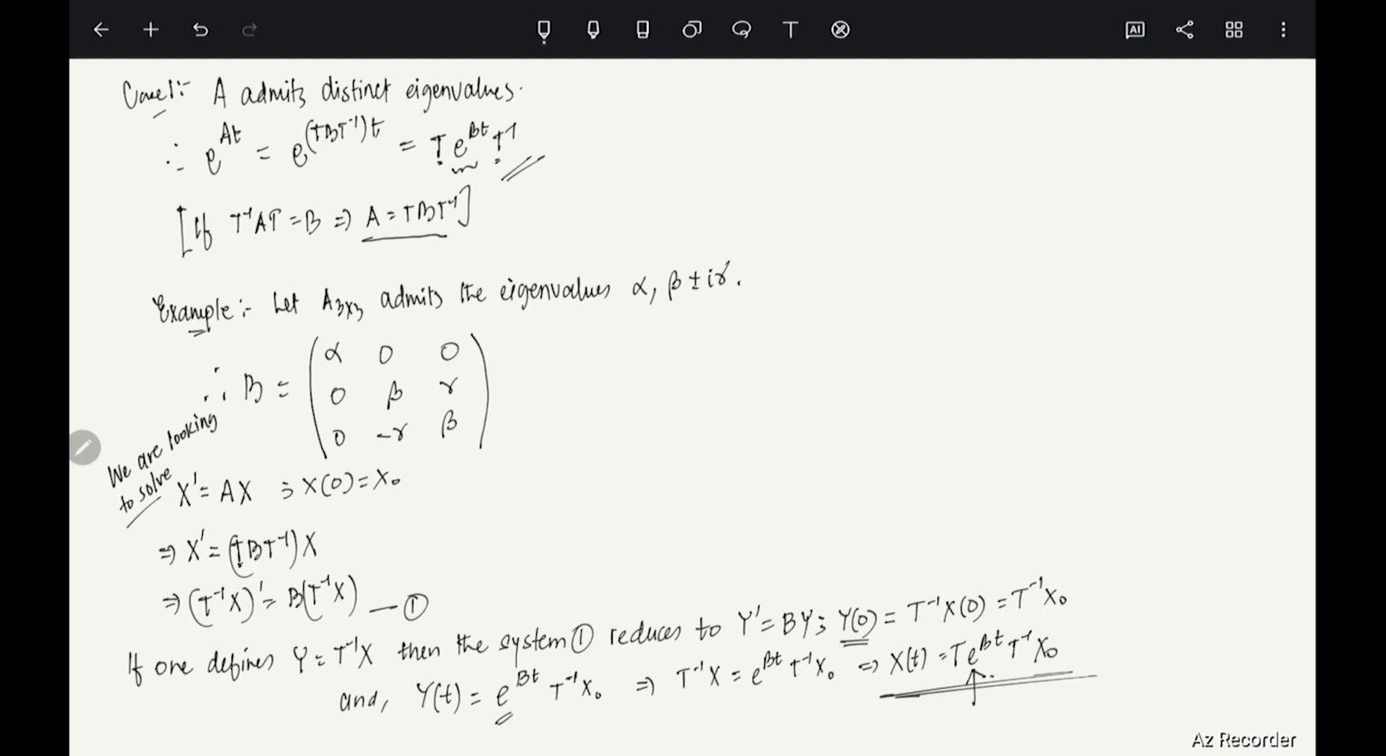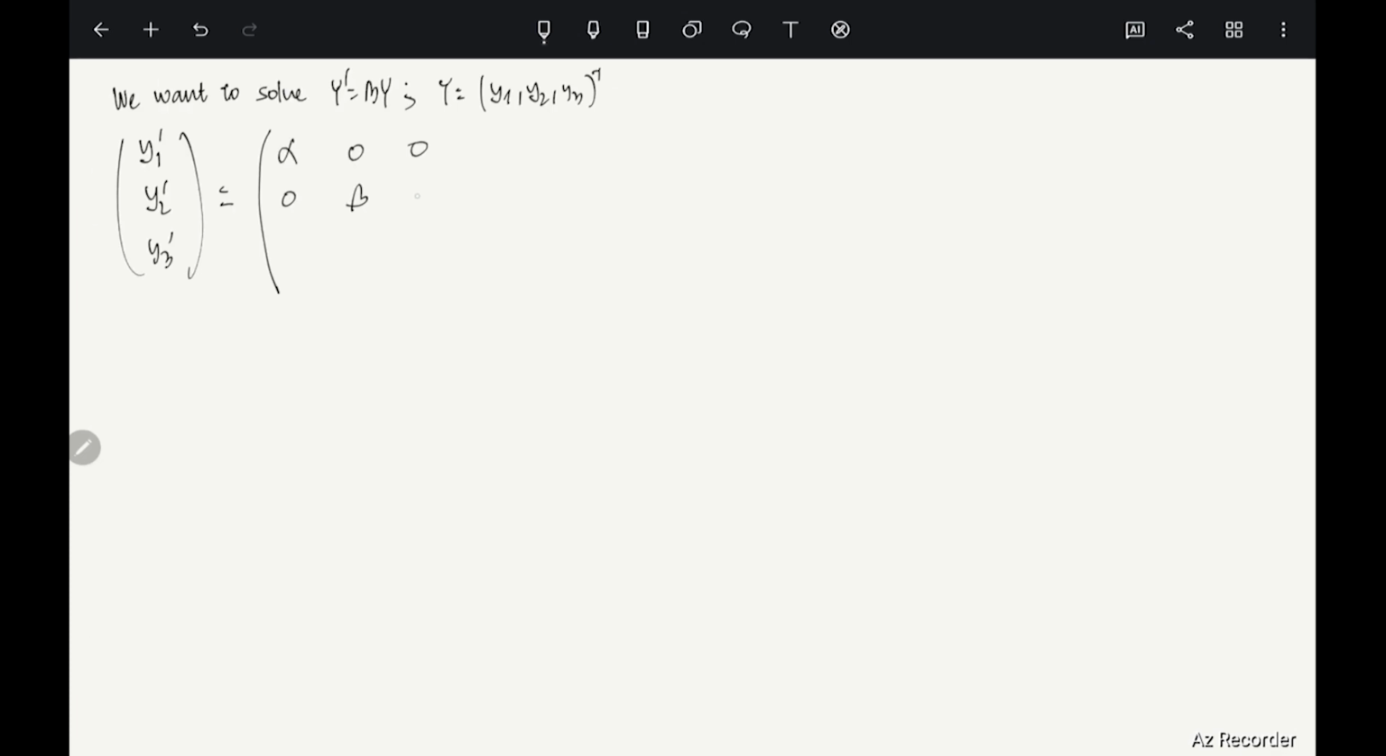Now, another beautiful thing about this canonical form is this. Let's say we want to solve y prime equals B y. Let y be y1, y2, y3, 3 cross 3. It means y1 prime, y2 prime, y3 prime is nothing but that matrix. What is the matrix? It is alpha 0 0, 0 beta gamma, 0 minus gamma beta.